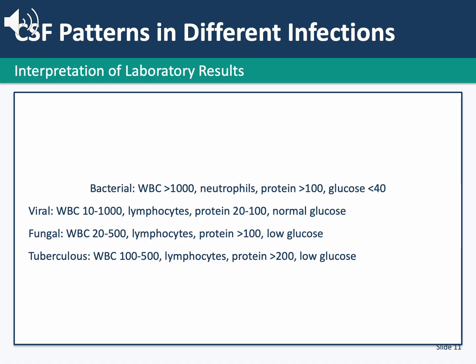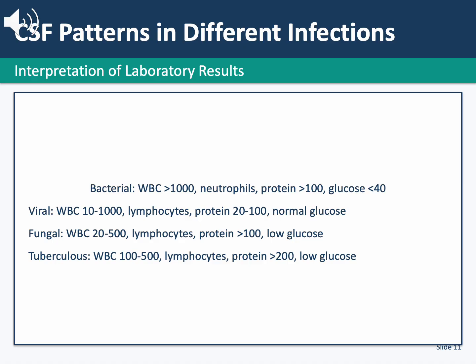Bacterial meningitis typically presents with CSF white blood cell count greater than 1,000 cells per microliter with predominance of neutrophils, protein greater than 100 mg/dl, and glucose less than 40 mg/dl or CSF to serum glucose ratio less than 0.4. Viral meningitis typically presents with CSF white blood cell count between 10 and 1,000 cells per microliter with predominance of lymphocytes, protein between 20 and 100 mg/dl, and normal glucose.